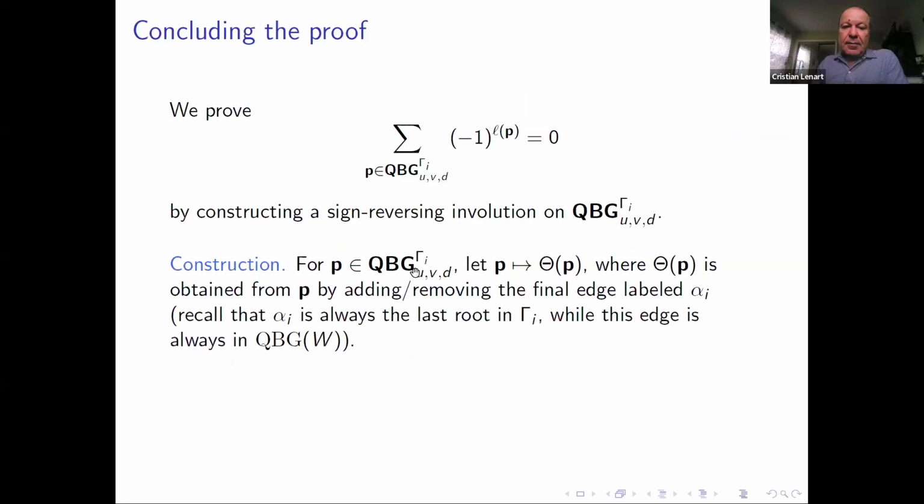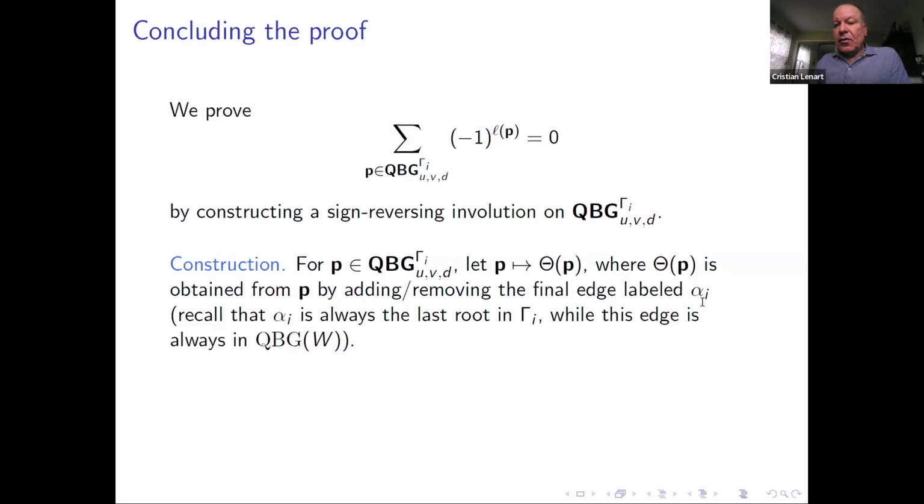And there is a simple idea for constructing such a sign reversing involution. Remember, in this chain of roots gamma_i, the simple root alpha_i is always the last one. So now the simplest idea is to just say that if you have a path in this set, you look at whether the last step of this path involves the edge labeled alpha_i.